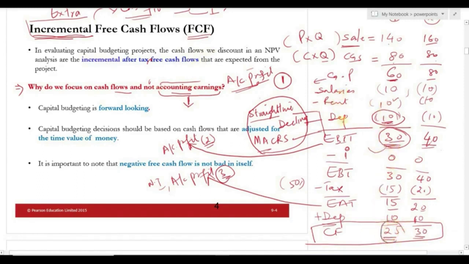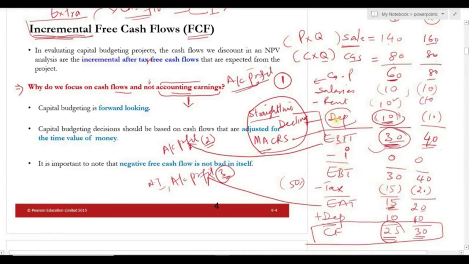And now you will ask me, sir, then why? It's simple. If we are adding back the depreciation here, then what is the purpose of subtracting the depreciation here, right? So that is a reasonable question. But if you see, your profit EBIT is 30. So the tax is how much? 15, 50% tax rate, so it is 15, right? So your earning after tax is 15.